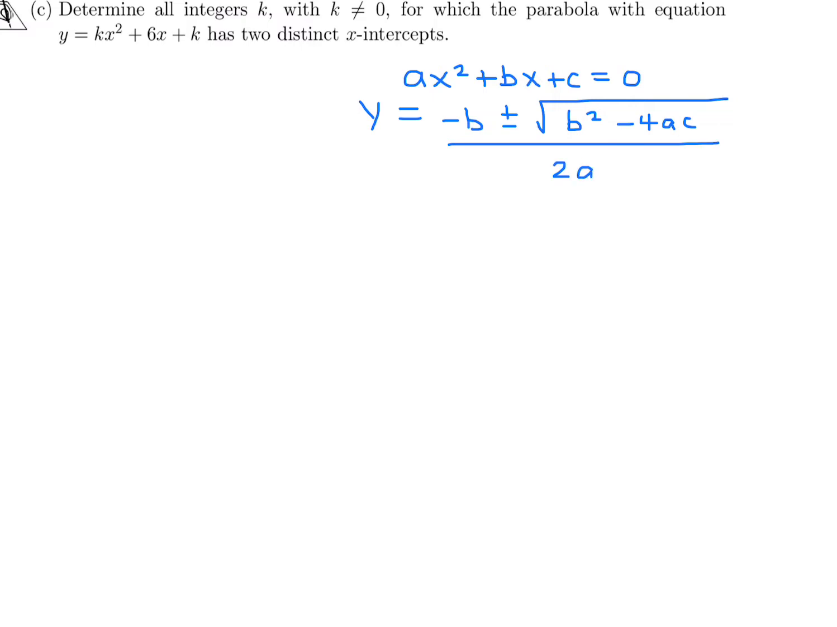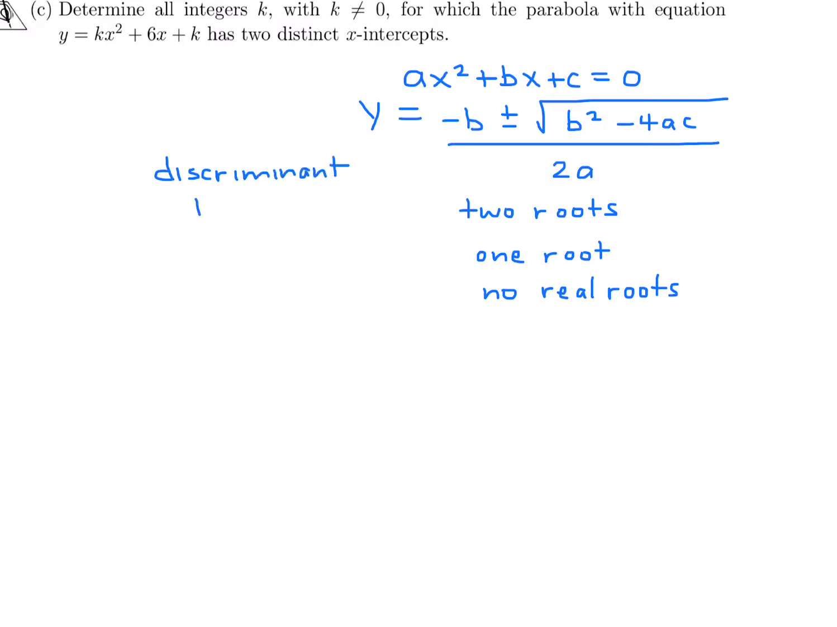Now this usually gives me 2 roots, right? Because it's plus or minus. So that would give me 2 roots. And sometimes it gives only 1 root, and then sometimes it gives me no real roots. So what are the criteria for each of these? Well, it has to do with something called the discriminant. And the discriminant is b squared minus 4ac. That's this guy right underneath the radical sign.